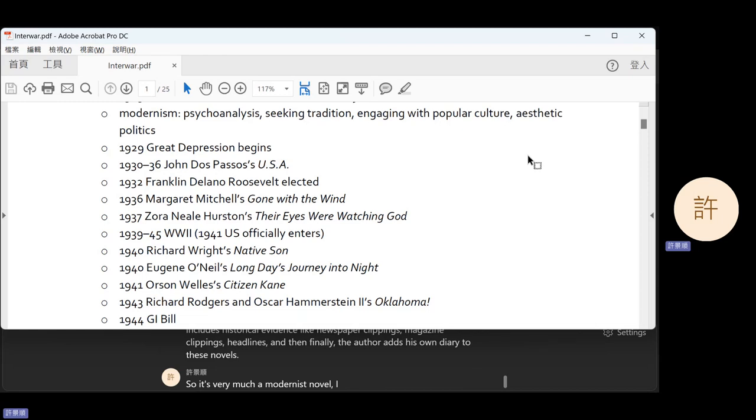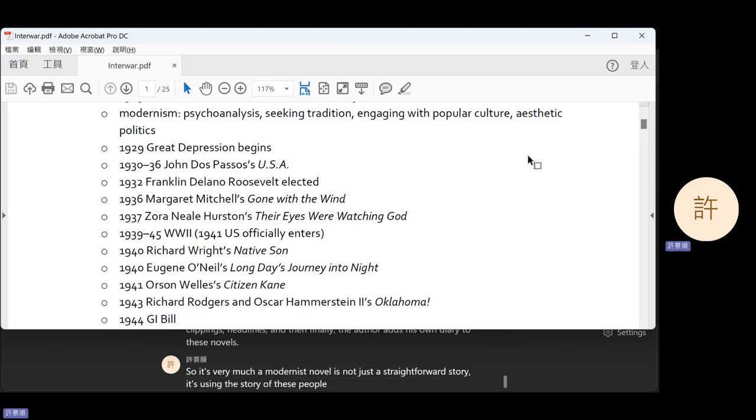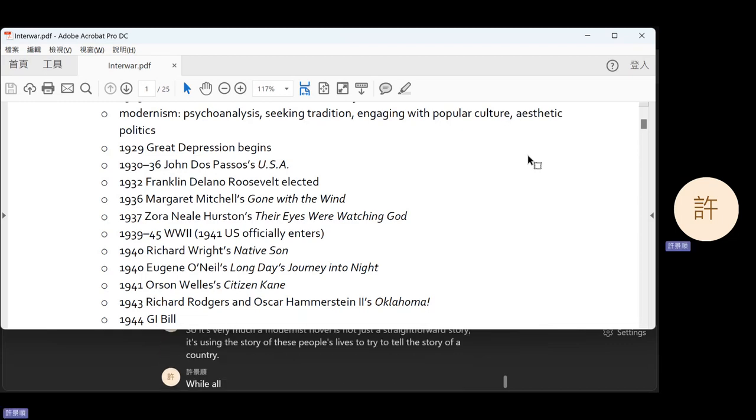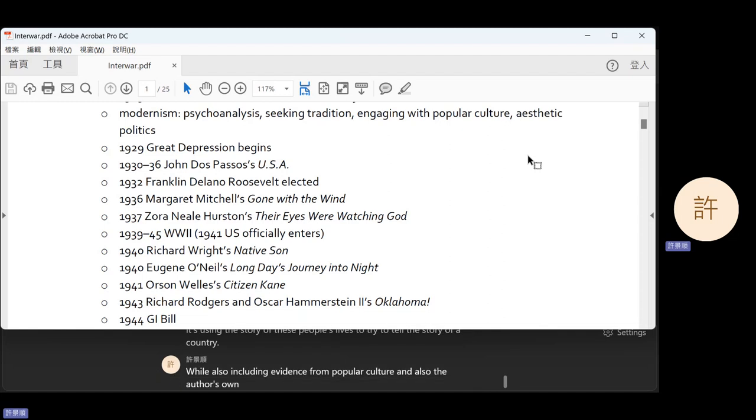It's using the story of these people's lives to try to tell the story of a country, while also including evidence from popular culture and also the author's own reflections in trying to find what is the USA, seeking tradition. It is often considered a contender for the great American novel.